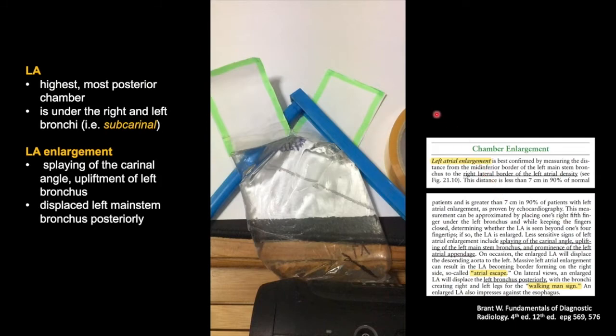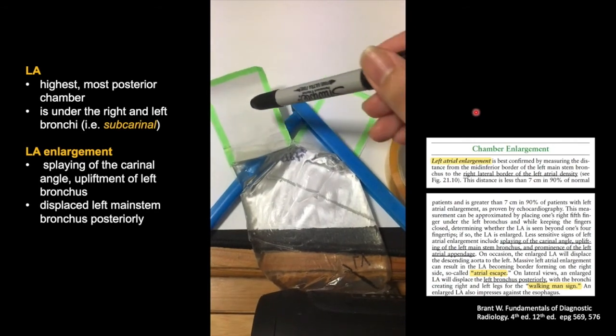So aside from the double density sign in the frontal radiograph, here's another important relation of the left atrium. Left atrium is subcarinal in location. So this is the left atrium. It is under the right and left mainstem bronchus. So let's see what happens when it enlarges.